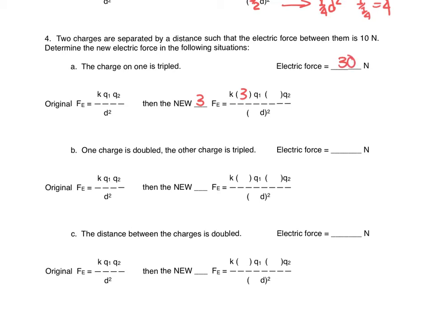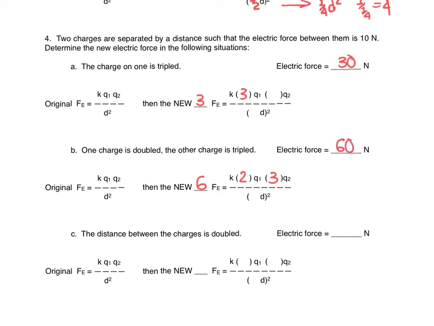All right. I want to double one charge now and triple the other. So this is doubled, this is tripled. So it looks like my electric force will now be 6 times the amount, more charge, more force. And the original force, again, was 10. So 6 times 10 is going to give me a new force of 60 newtons.